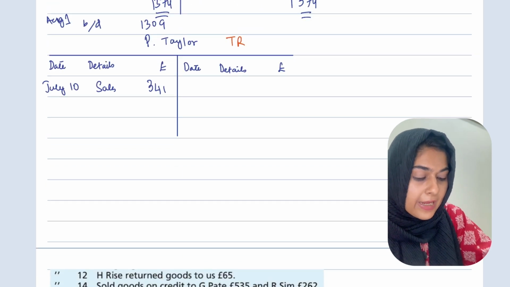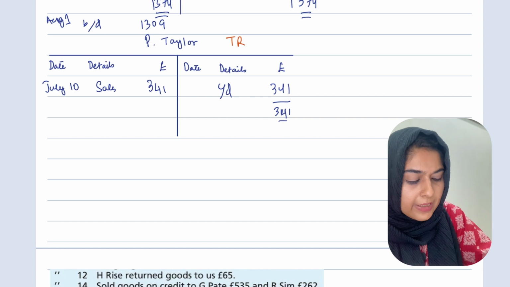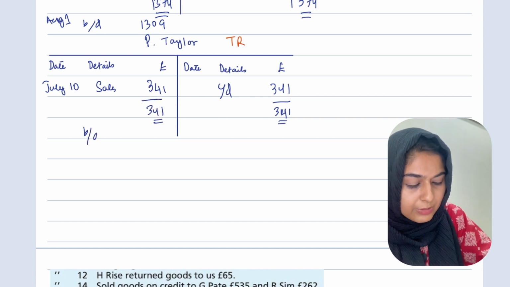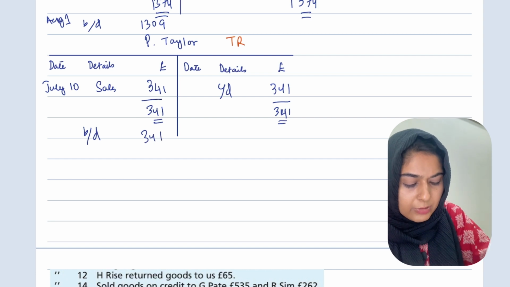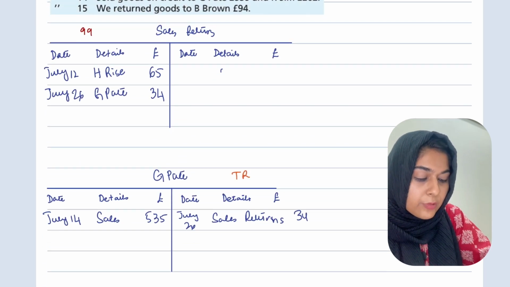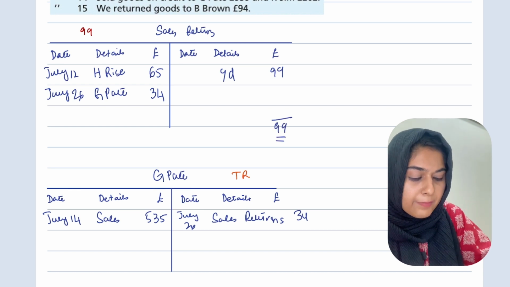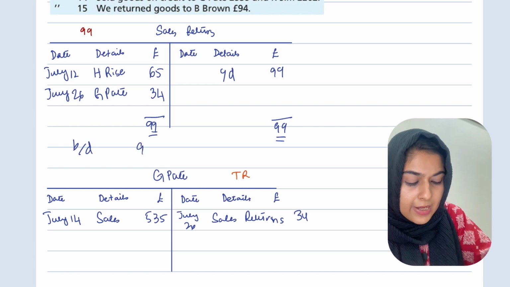For P Taylor again we'll repeat this. Carried down will be 341. You need to just total this at 341, and then again brought down for P Taylor will be 341, and this will be on August 1. Okay, sales returns total हमारी 99 हुई हैं. Carried down 99 आ जाएगा, ये total 99 हो जाएगा, और इसको हम बैलेंस कर लेंगे at 99, and then brought down will become again 99, and this will be August 1.